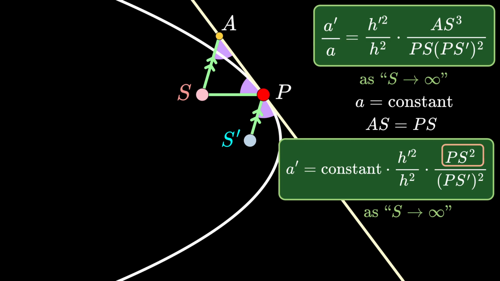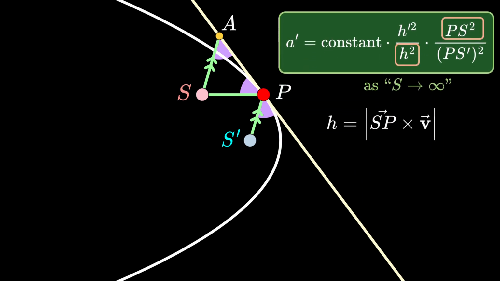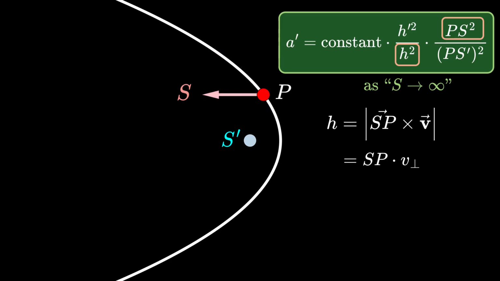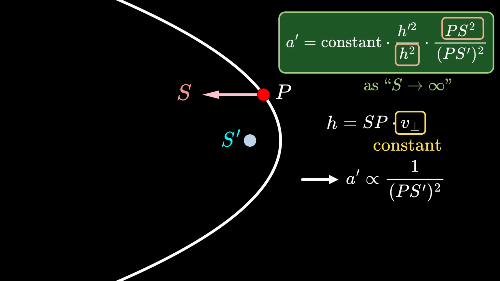The trick is to realize that the original angular momentum h also goes to infinity because your center of attraction is infinitely far away. More specifically, h is the magnitude of the cross product SP and velocity v, which is the length SP times the velocity component perpendicular to SP. But here's the thing, the original acceleration always points in this horizontal SP direction, so the vertical component of the velocity is a genuine constant. So combining all these, we really do have the inverse square law.